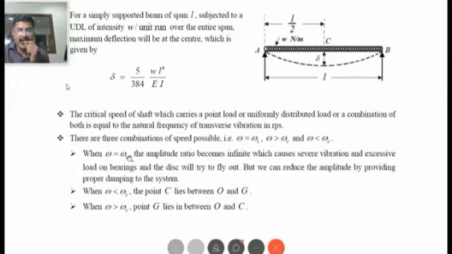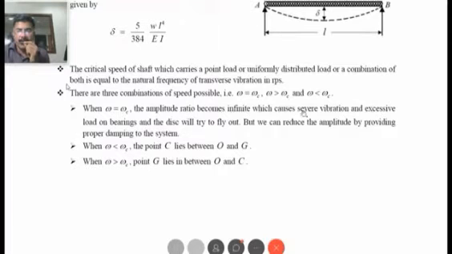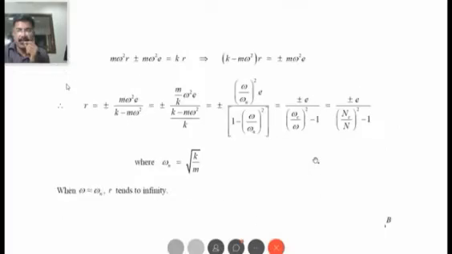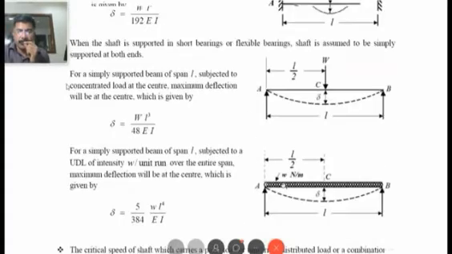Now, I told you when omega is equal to omega c, the amplitude ratio becomes infinite. The amplitude becomes infinite because of omega divided by omega n. From this equation, you can see omega c divided by omega becomes 1. 1 minus 1 becomes 0. So R becomes infinity. That is, the amplitude of vibration becomes infinity.